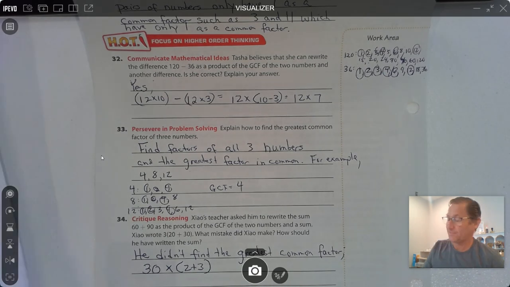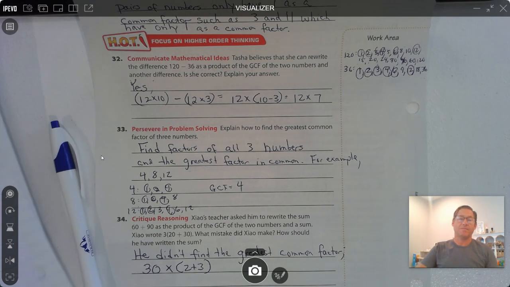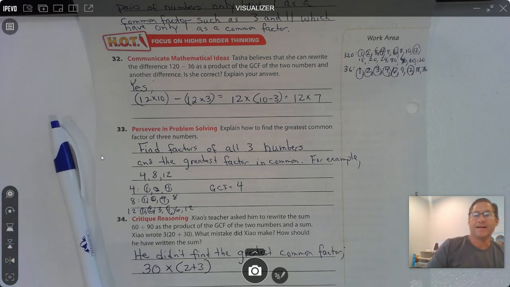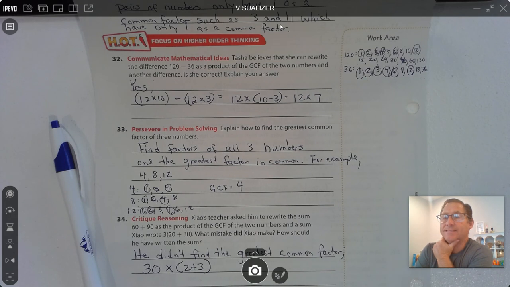All right. So that's it for finding the greatest common factor. In our next lesson, we'll be working with finding the least common multiple.